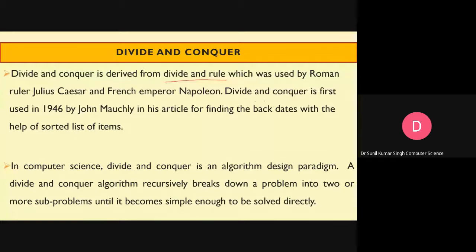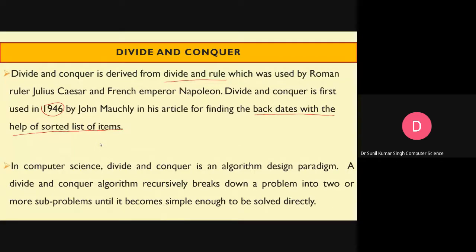You can see divide and conquer was first used in 1946 by scientist John Mauchly in his article. The motto of the article is finding the back dates with the help of a sorted list of items. Those who are interested can read this article and maybe they will be able to know how he has done it.